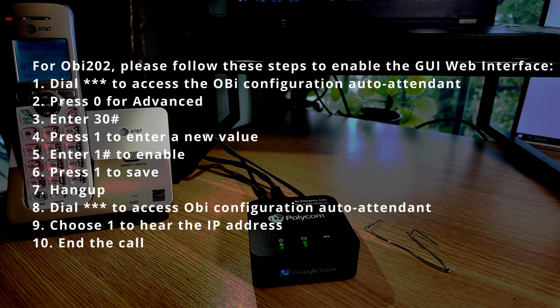For OB202 users, please do the following steps to enable the Obitalk device management interface. From the phone connected to the OB202, dial *** to access the OB configuration auto attendant. Press 0 for advanced, enter 30 and press the pound sign. Press 1 to enter a new value. Enter 1 followed by the pound sign to enable the web interface. Then press 1 to save. Hang up. Then repeat the process of getting the IP address by first dialing *** to access the OB configuration auto attendant and pressing 1 to hear the IP address of the Obihai device.